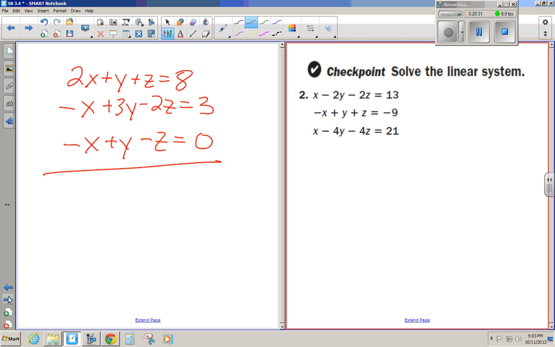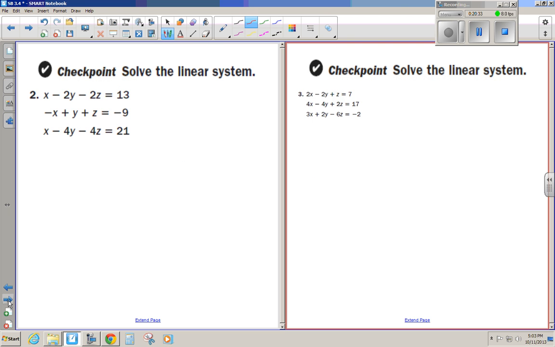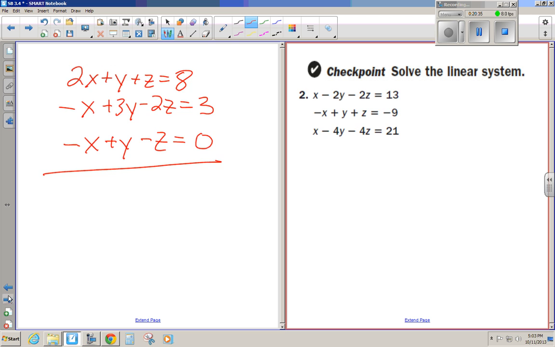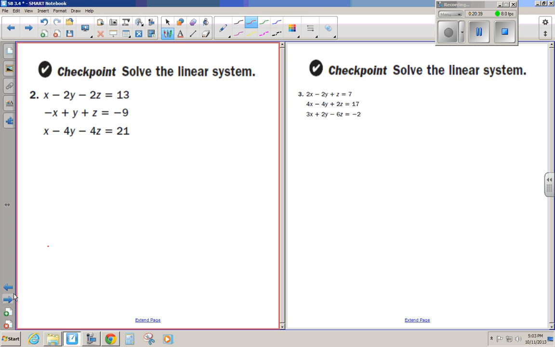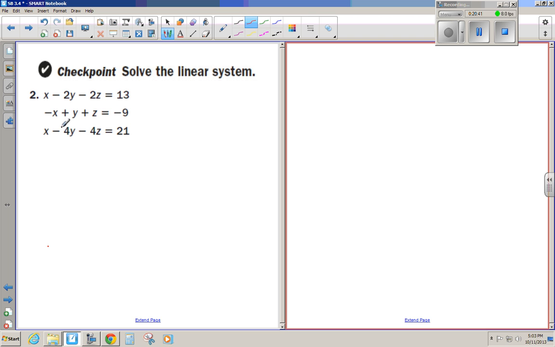All right, so let's try some of these checkpoints. And actually 2 more problems and we'll be done. So, looking at the variables, I want you to pause the video and guess which variable you think is the easiest one. All right, so hopefully you have a guess. I'm going to tell you it doesn't matter which one you choose. You can always get rid of z, always get rid of y, or always get rid of x.